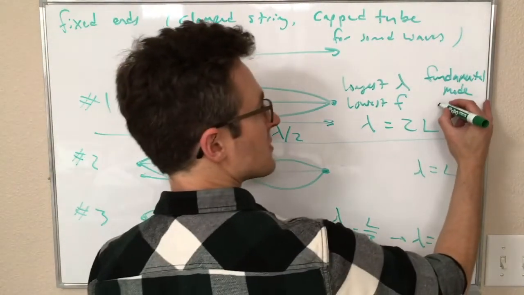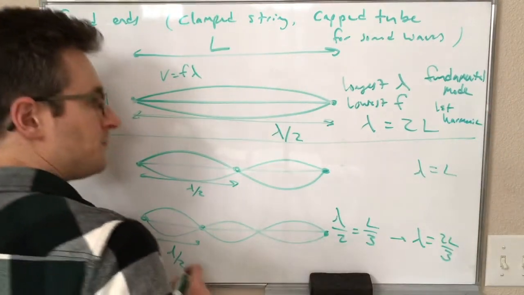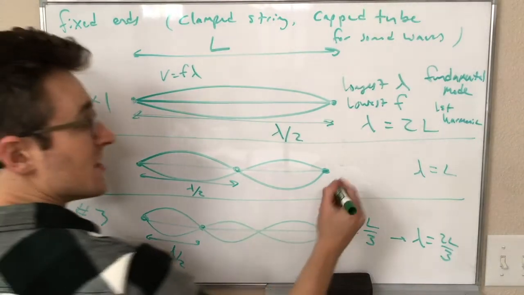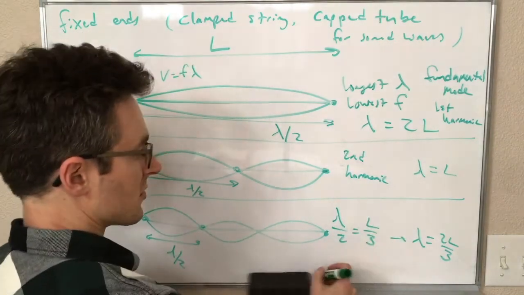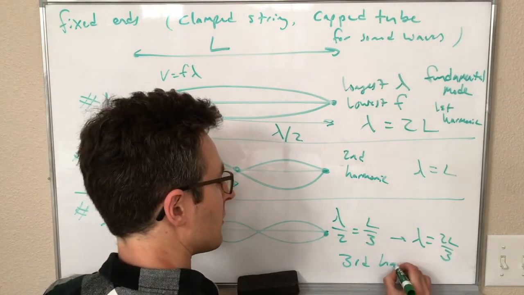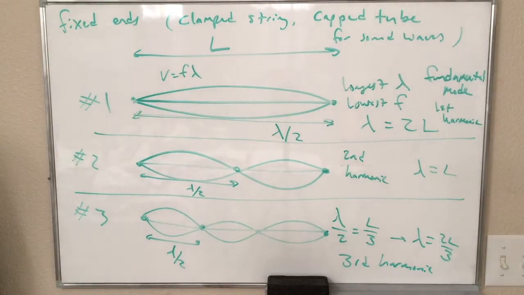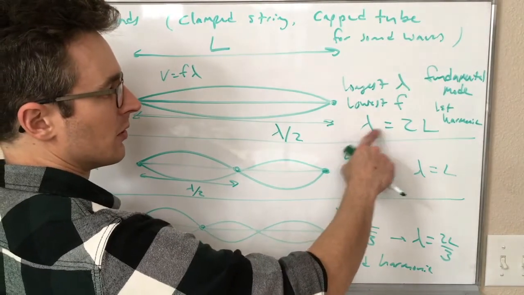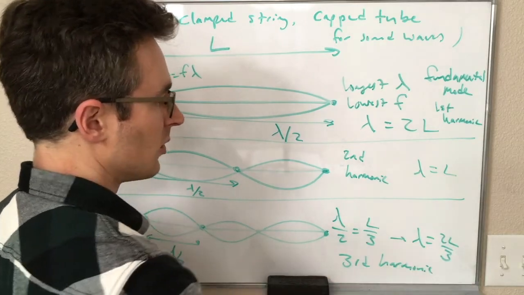I'm running out of space here. First harmonic. This one here is called the second harmonic. This one here is called the third harmonic, and so on. So from these lambda equations, lambda of the fundamental mode is 2L, lambda of the second harmonic is L, lambda of the third harmonic is 2L over 3.